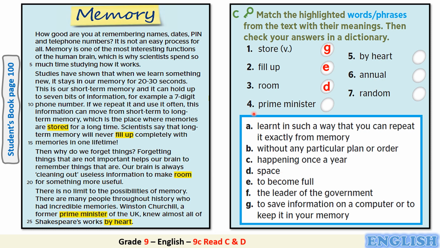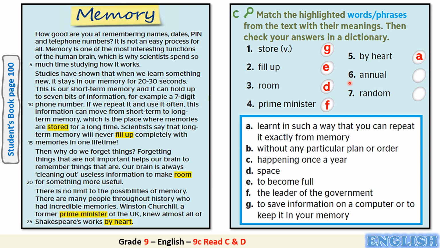4. Prime Minister. Good job, my students. It's with F. The leader of the government. Number 5. By heart. Excellent, my students. It's with A. Learned in such a way that you can repeat it exactly from memory.